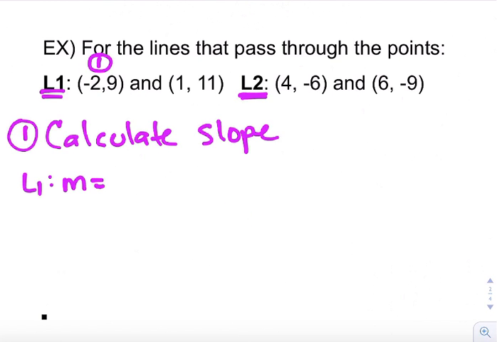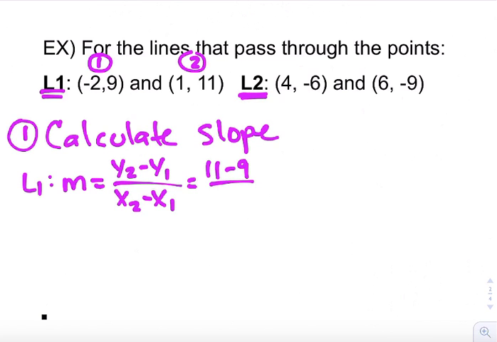I'll call this point 1 and this point 2. Our slope calculation is y2 minus y1 over x2 minus x1. In this case, it's going to be 11 minus 9 for y2 minus y1, and on the bottom, keeping the same order, 1 subtract -2, x2 minus x1. Running out this calculation, 11 minus 9 is 2. Remember, the two negatives make a positive, so that's 1 plus 2, which is 3. And so for L1, the slope is going to be 2/3.